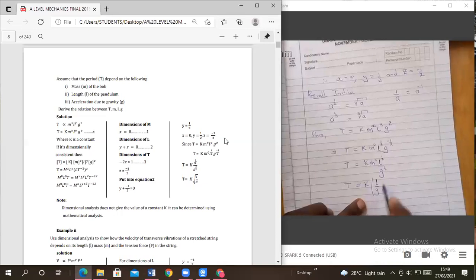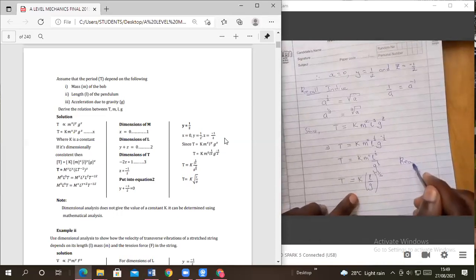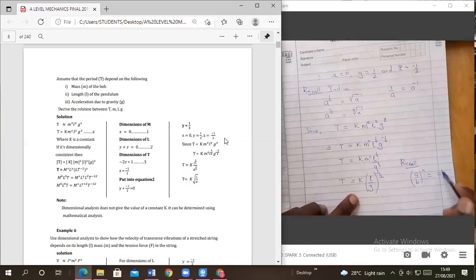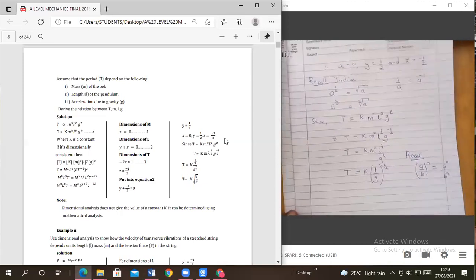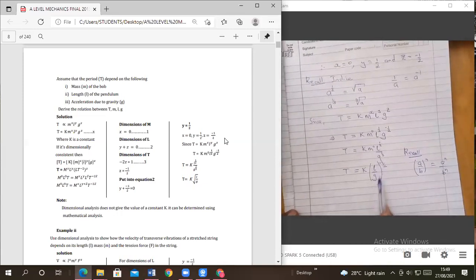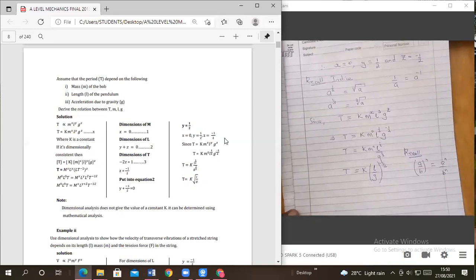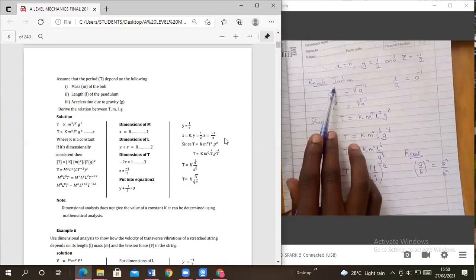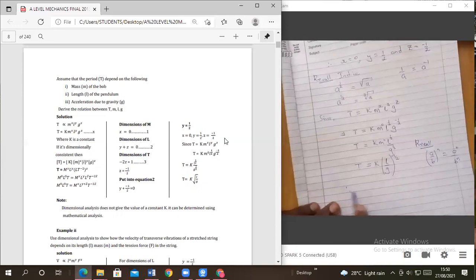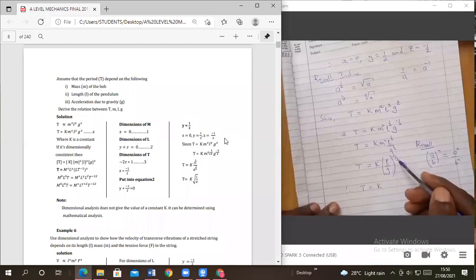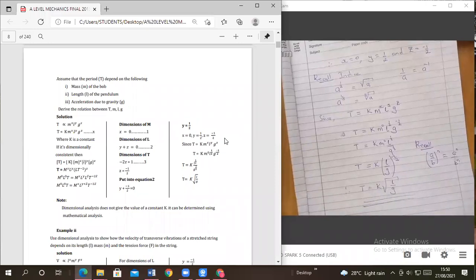Then we remain with l out of g, but because all of them are raised to the same power, I can distribute the powers. When you recall, indices is very important. If I have a over b to the power n, we can say it's a to the power n over b to the power n. So here we distribute, because they are under the same power. But we know that any number raised to power half is the square root of that, like we have seen here. So this means our t will be equal to k, and instead of writing a half, I will just write the square root of l over g. That's the equation we have derived. As simple as that.